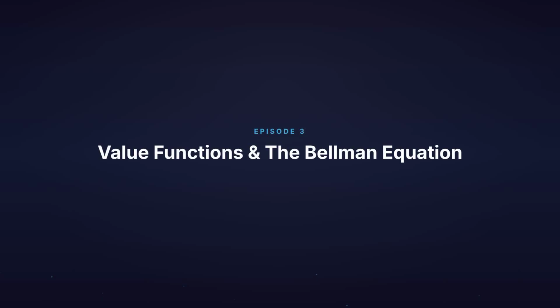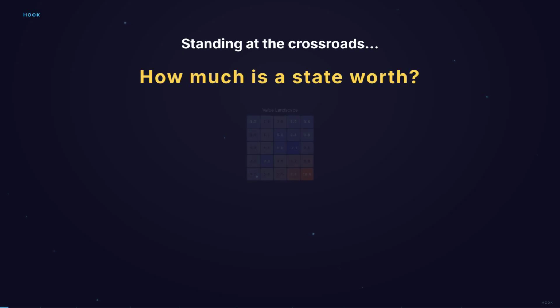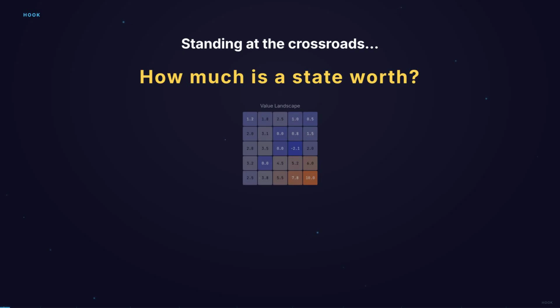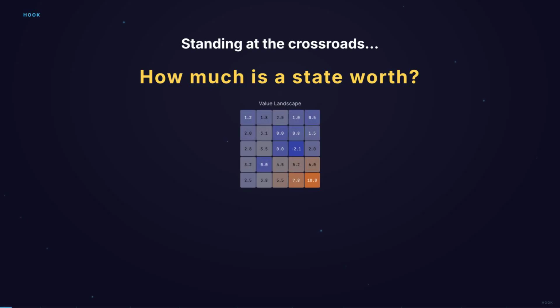Episode 3: Value Functions and the Bellman Equation. Imagine you're standing at a crossroads in a maze. One path leads toward treasure. The other spirals into dead ends. If only you had a number, a single number for each location, telling you exactly how good it is to be there. That's what a value function does.